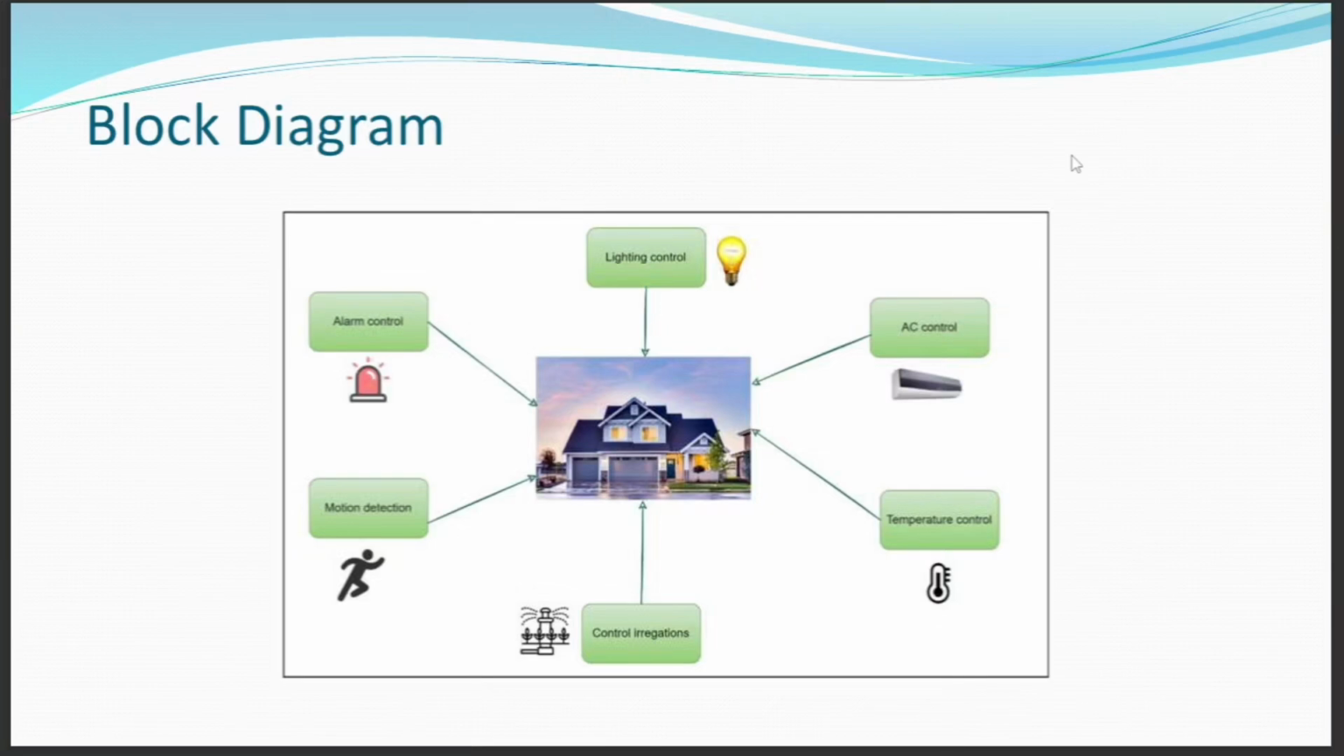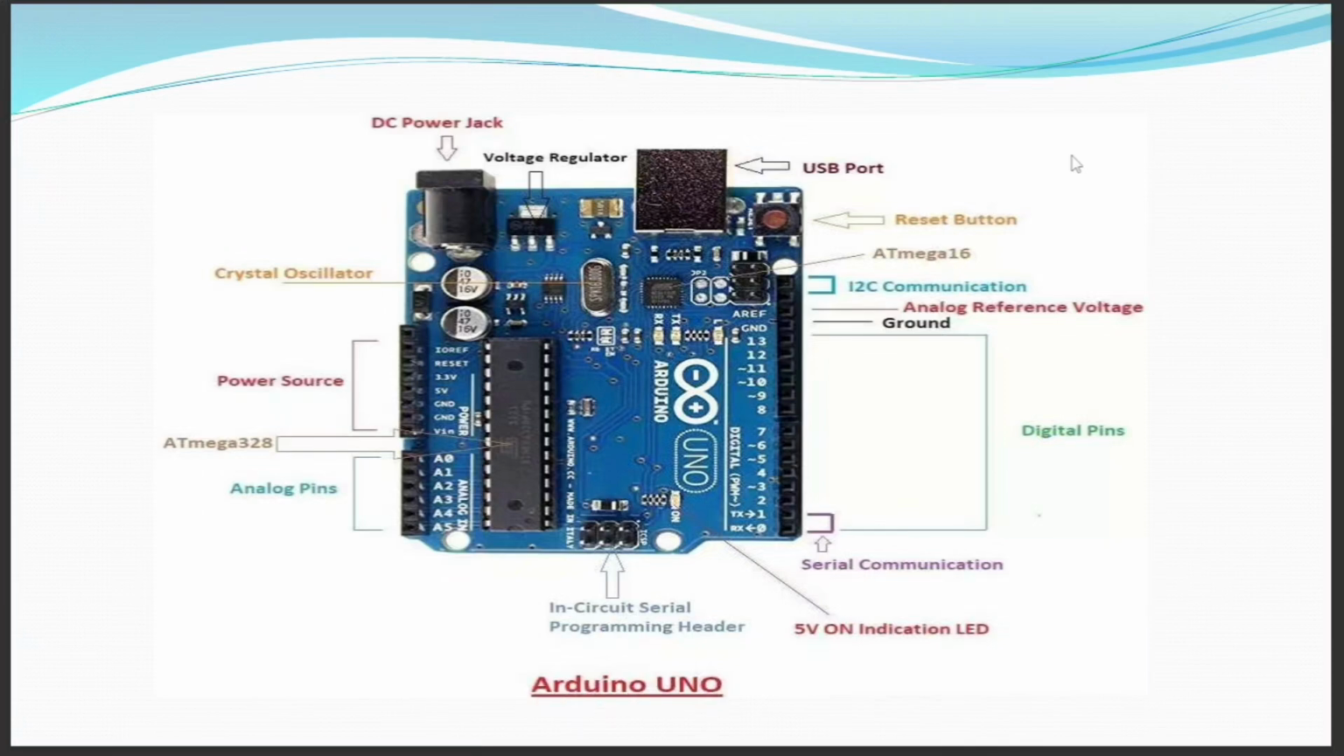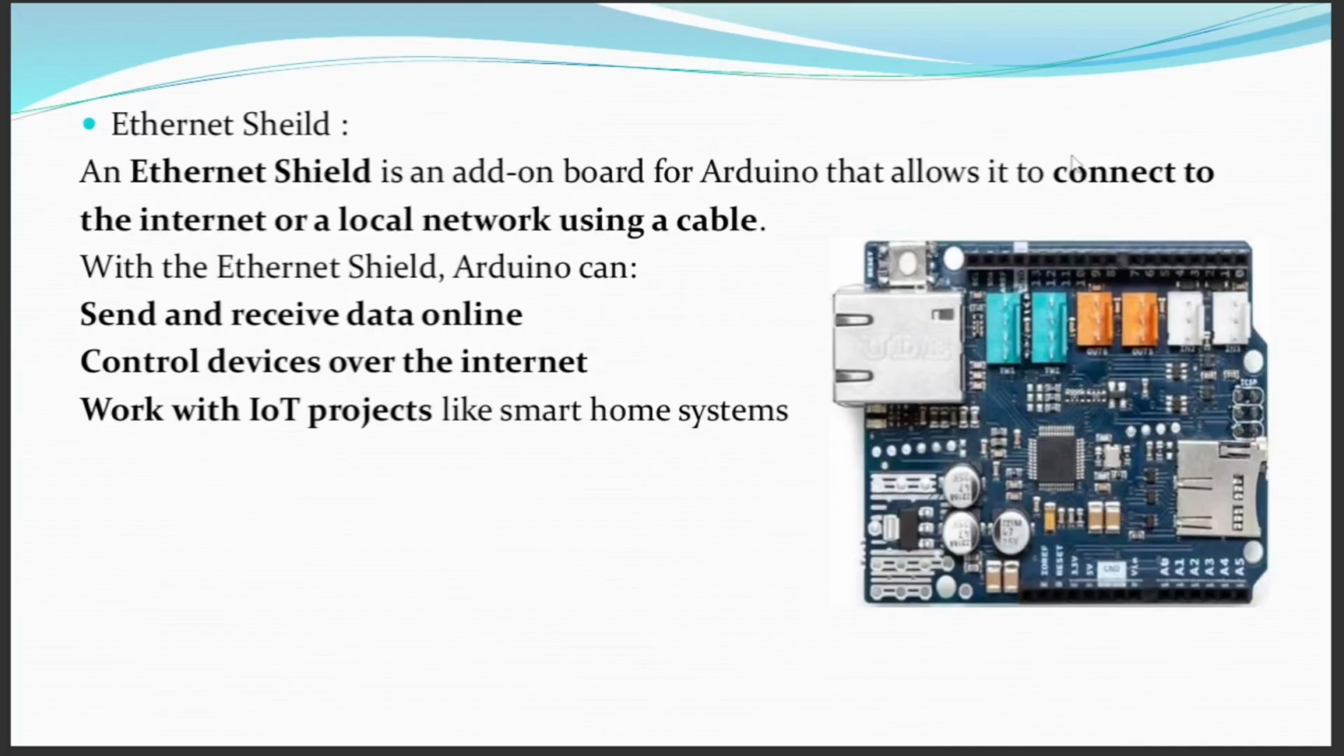Hello all. Now I am discussing the components required and their roles. The first main component is the Arduino Uno, which acts as the system's brain and runs the control program. And the second one is the Ethernet shield. The Ethernet shield is used to connect the Arduino to a local network or the internet, so remote commands can be received and status can be sent to the user.